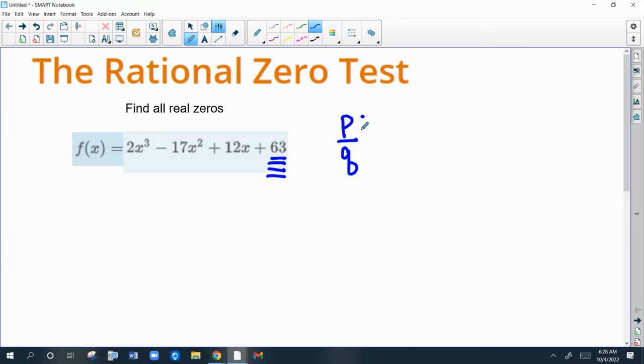So all the factors of 63: 1 and 63. It's not even, so there's no 2. I know 3 goes into it, and that's 21 times. 4 does not. 5 obviously does not. 6 doesn't. 7 does. 7 and 9. 8 does not. 9, well, we're all up to 9, so that's it. 1, 3, 7, 9, 21, 63.